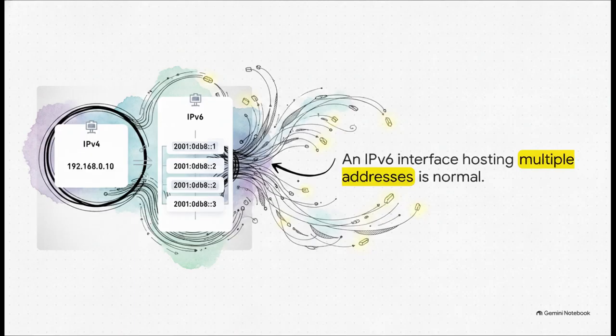You might be used to seeing exactly one IP address per interface in the old world. Well, in IPv6, it's totally normal for a single interface to juggle multiple addresses simultaneously. You'll routinely see a link local address, a global unicast address, and temporary privacy addresses all living side by side at the exact same time. It's not a misconfiguration. So never troubleshoot multiple addresses on a single interface as an error unless specific addresses are actually outright missing or sitting in a failed state.